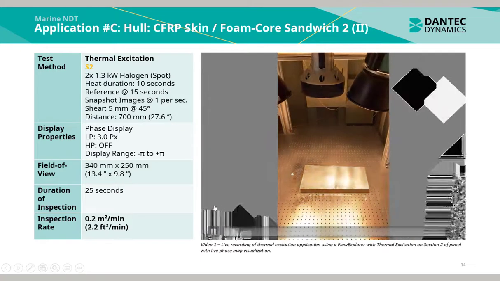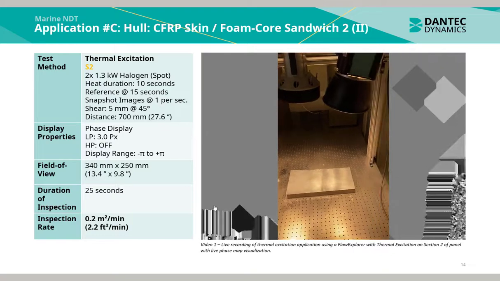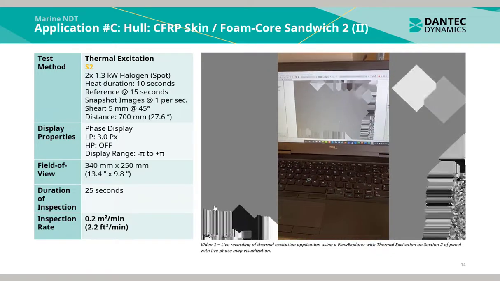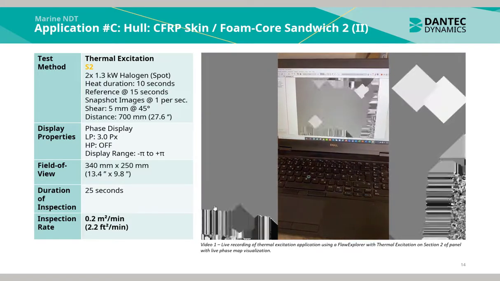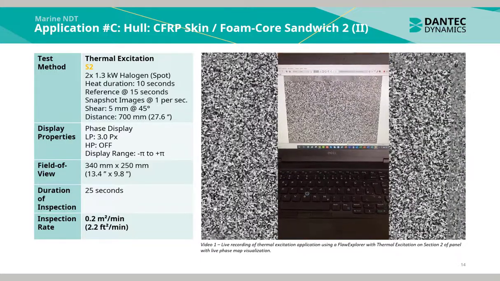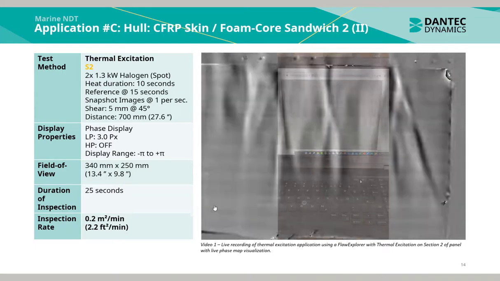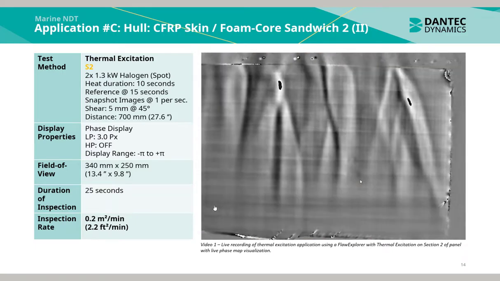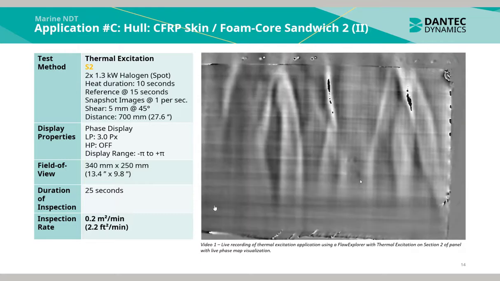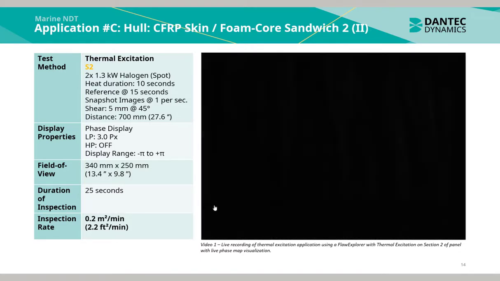Here is a live recording of thermal excitation application using a Floor Explorer with thermal excitation on section 2 of the panel with live phase map visualization. Two 1.3 kilowatt halogen spot lamps applied heat for a duration of 10 seconds. At 15 seconds, a reference image was acquired, and snapshot images were acquired at 1 per second up to 25 seconds.